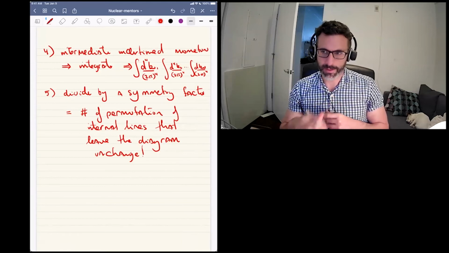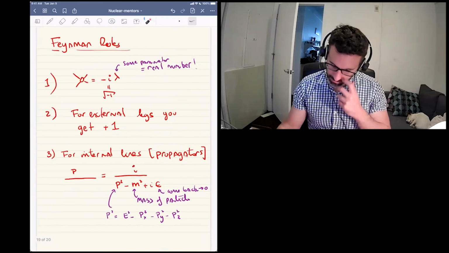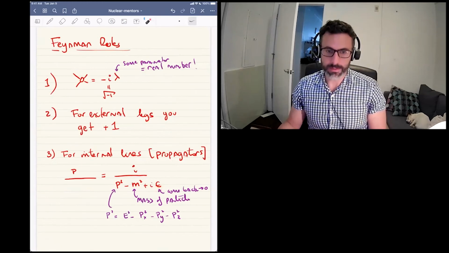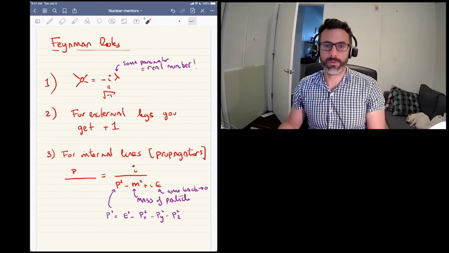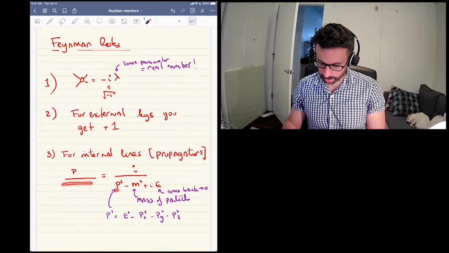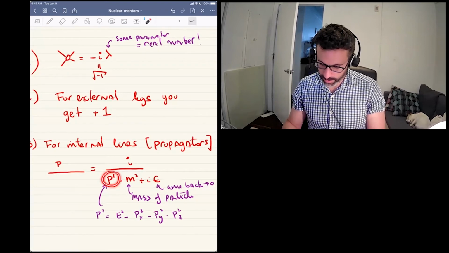Probit is asking if the epsilon in the previous case, in the propagator, is there to deal with possible singularities. Absolutely, that's exactly what you're doing. So there's this propagator. Notice it has a pole.